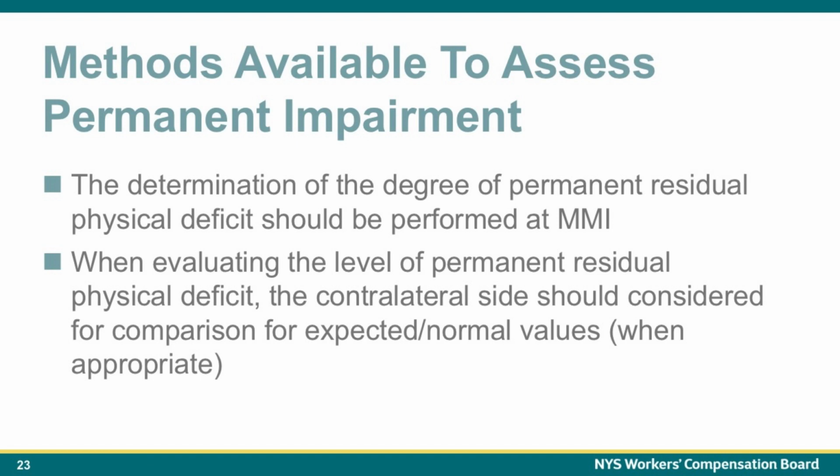The second section, Methods Available to Assess Permanent Impairment, provides instruction that the determination of the degree of permanent residual physical deficits should be performed at maximum medical improvement. Additionally, the contralateral side should be considered for comparison when appropriate.